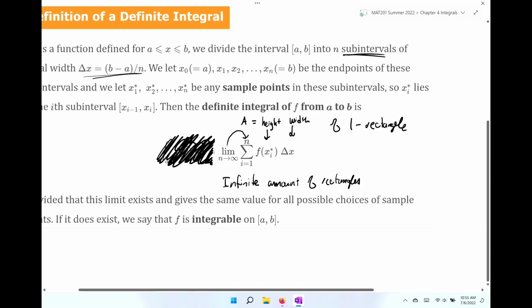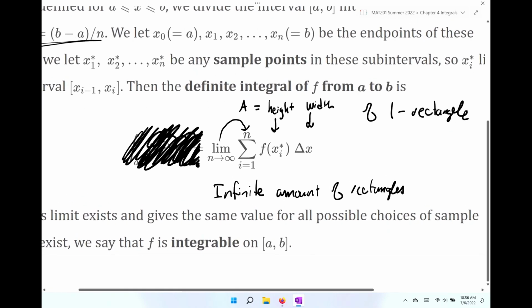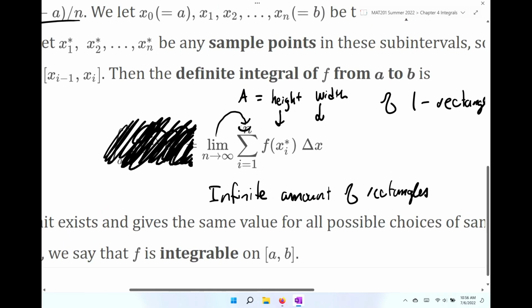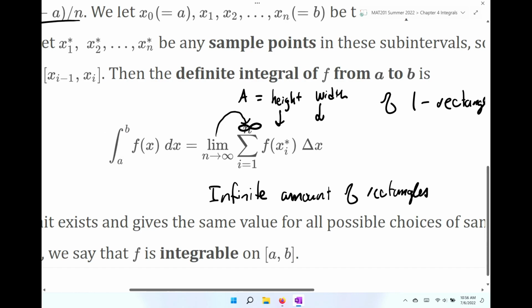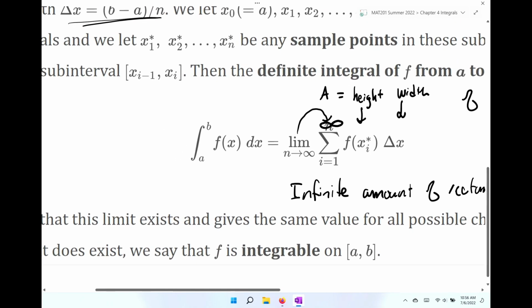So if we allow the limit as n goes to infinity, what we're really saying here is, instead of having the letter n, what if we had infinity here? We are going to be adding up an infinite amount of rectangles. And that is what we call the integral from a to b of f of x multiplied by dx. That's what this is right here.